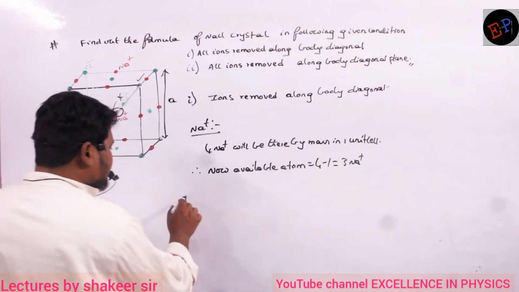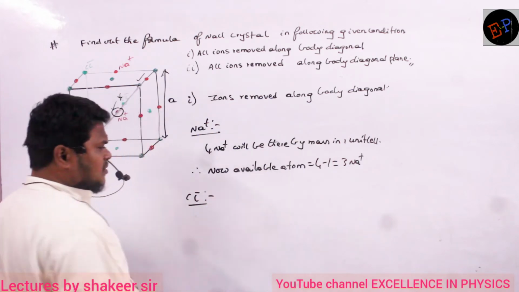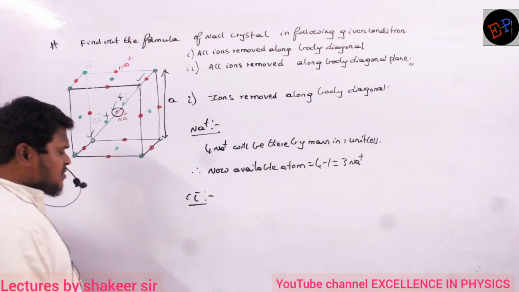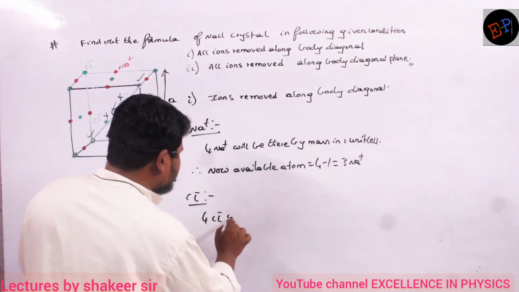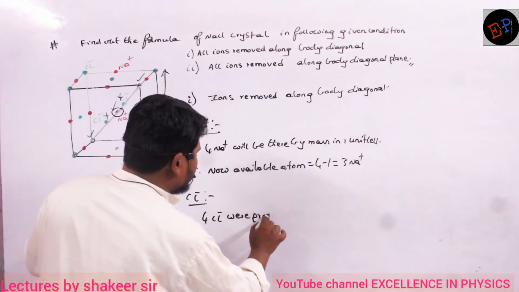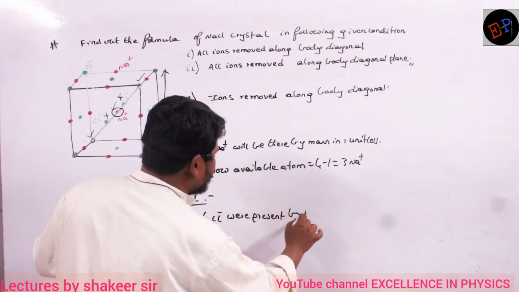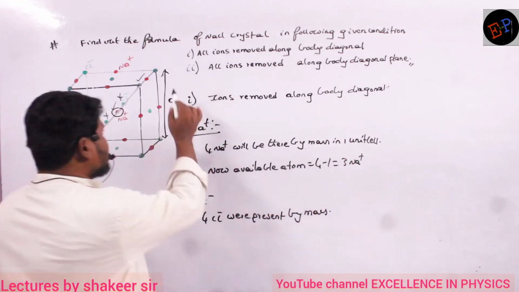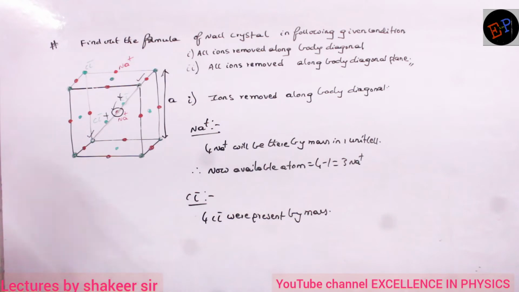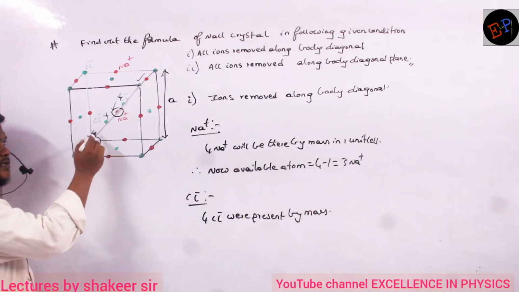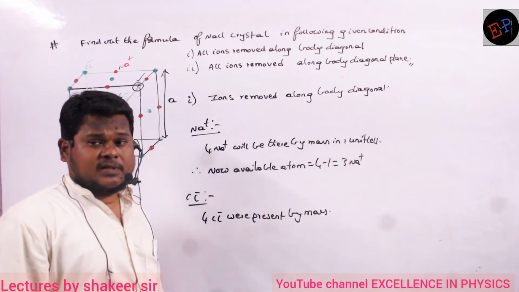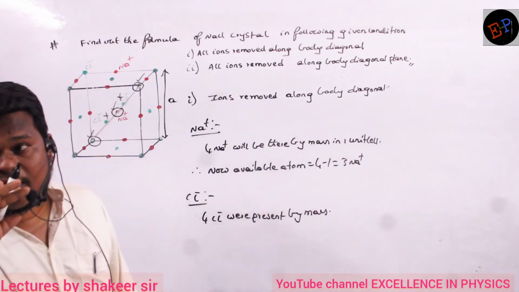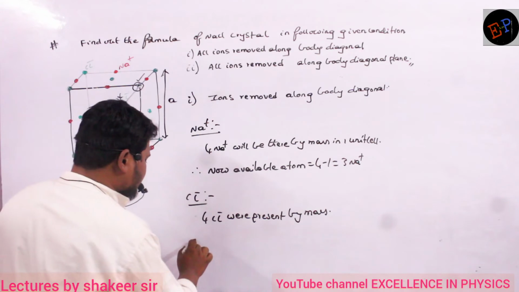Now let us study about Cl minus. Previously, how many Cl minus were present by mass? 4 Cl minus were present by mass. Now the body diagonal is touching how many Cl minus? 2 Cl minus. This is one Cl minus and this is another Cl minus. But where is this Cl minus present? At the corner. What is the contribution of a corner? 1 by 8.